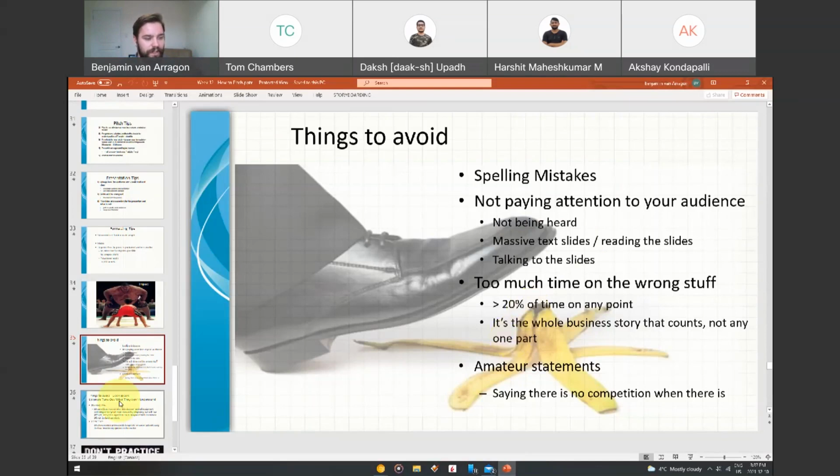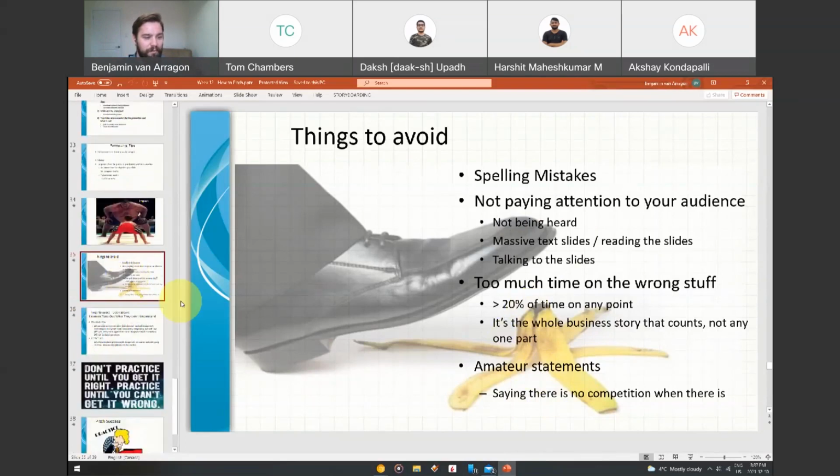You also don't want to say a statement that's not true. Like, oh, there's no competition. That's not true. There's competition in every market, so you don't want to be naive.